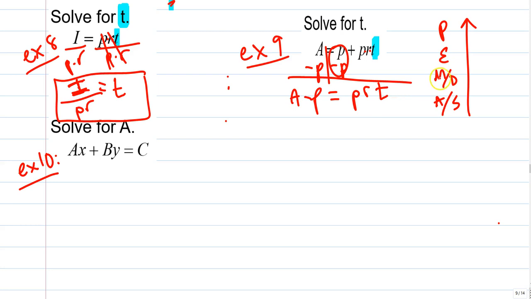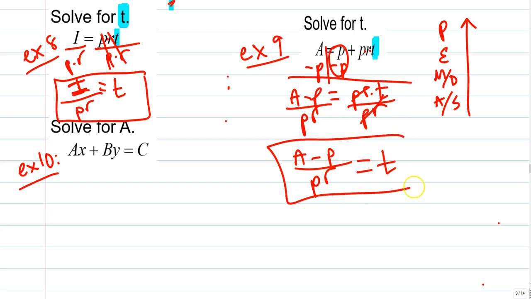Now that t is being multiplied, that's the next thing I deal with. Since it's being multiplied by pr, we divide it by pr. And if I do it on one side, I do it to the other. Now technically, I could try to simplify this on the left side. We don't really need to. A minus p over pr is perfectly good. We got the t by itself. If you wanted to make that a over pr minus 1 over r, that would not hurt my feelings, but this is fine.